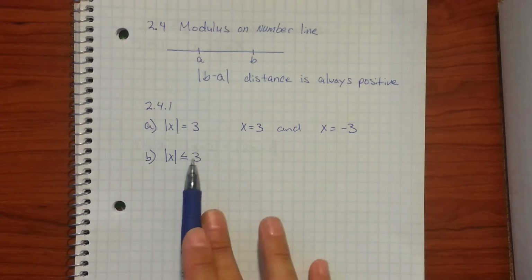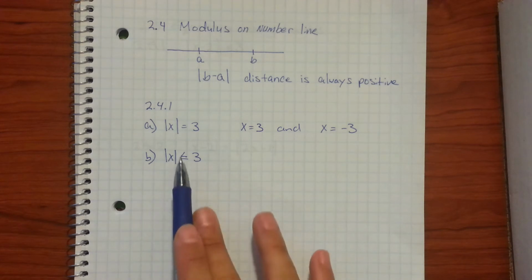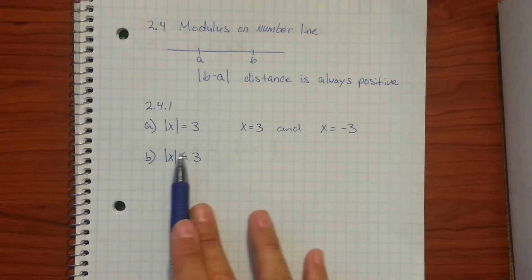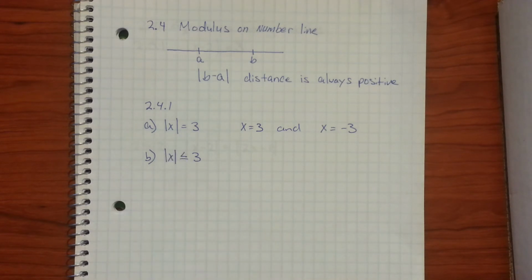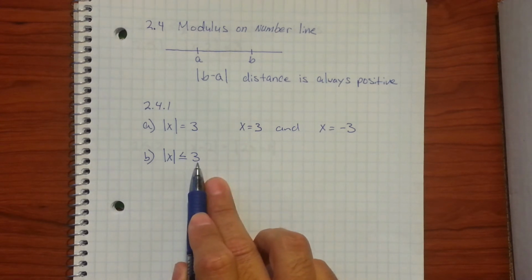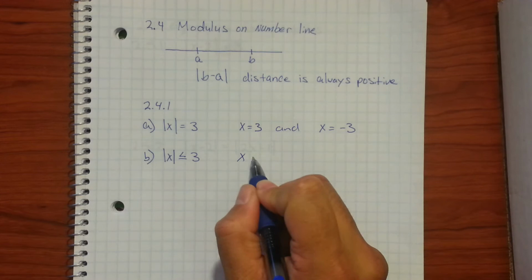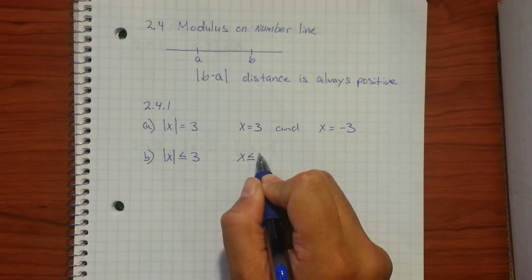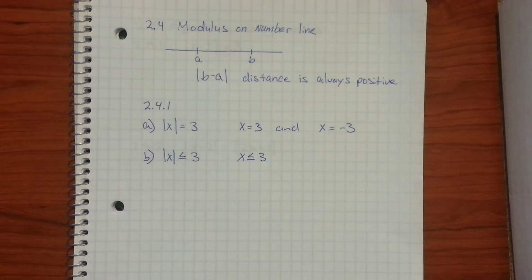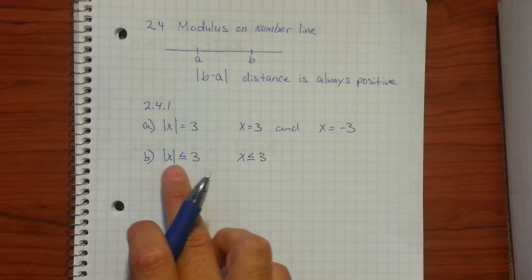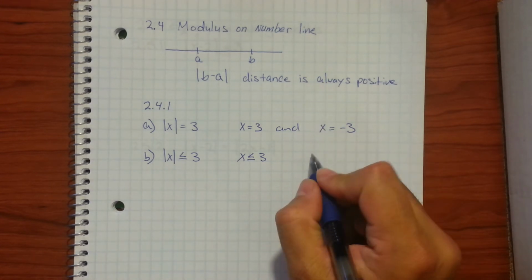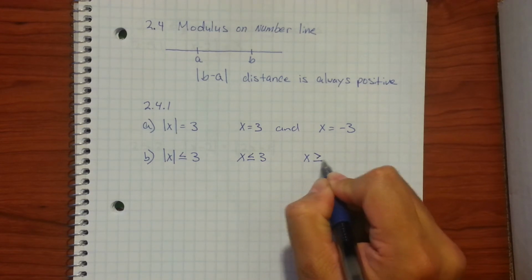Now, on this one right here, this is an inequality. So I'm going to show you how to set this one up. I'm going to do the same thing that I did up here, but because it's an inequality, it's going to be a range of numbers. It's not just going to be two separate numbers, it's going to be numbers in between. So looking at this, I know that x is going to be less than or equal to 3. Now I also have to negate it because there is a possibility for it to be negative. So when I negate it, I always have to flip the sign. So this is going to be x is greater than or equal to negative 3.